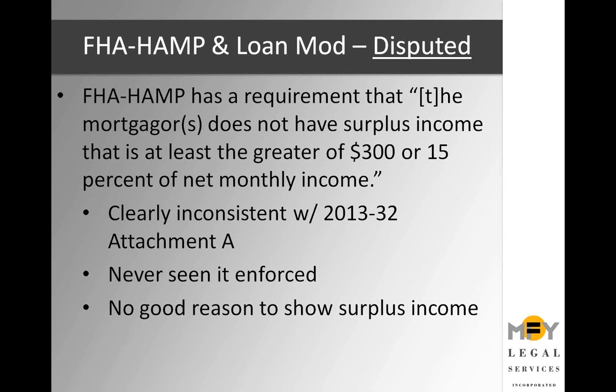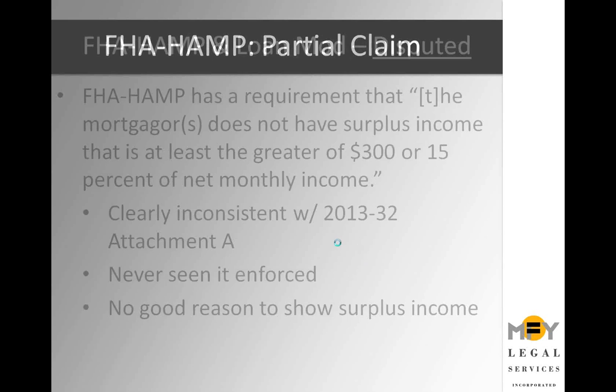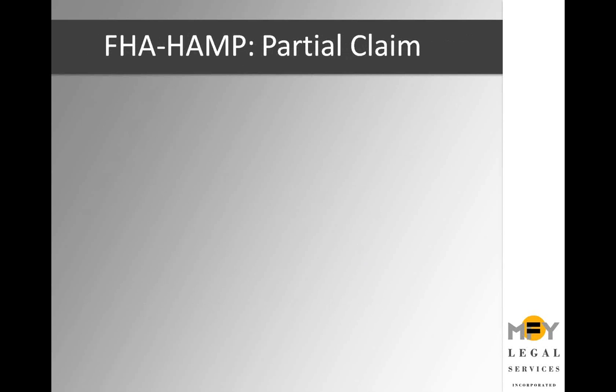But it's inconsistent with another part of that same mortgagee letter, which states that if a borrower doesn't qualify for a loan modification, you always look at them for FHA HAMP. I personally have never seen this rule enforced, although as a practical matter, when you're writing a loan modification application, there's no good reason to ever show surplus income on your application unless you want a repayment plan. So it's always a good idea to just avoid that in general and not even come up on this issue. Okay, so now let's talk about the partial claim.